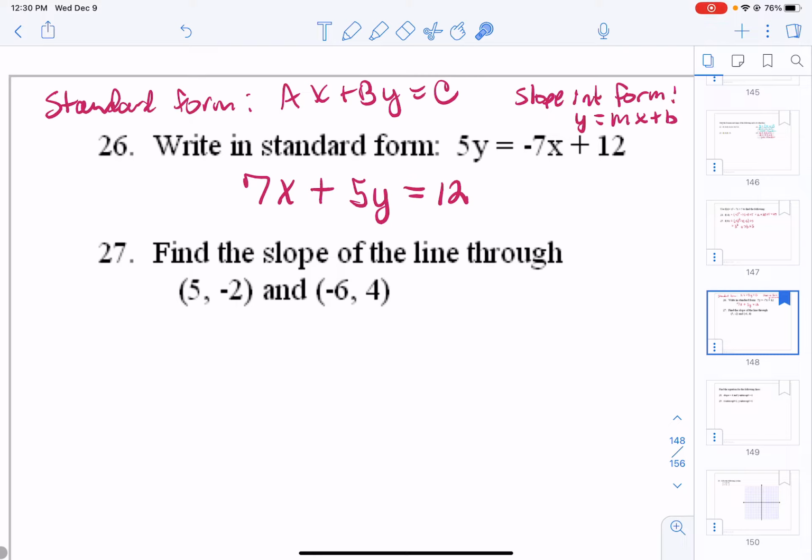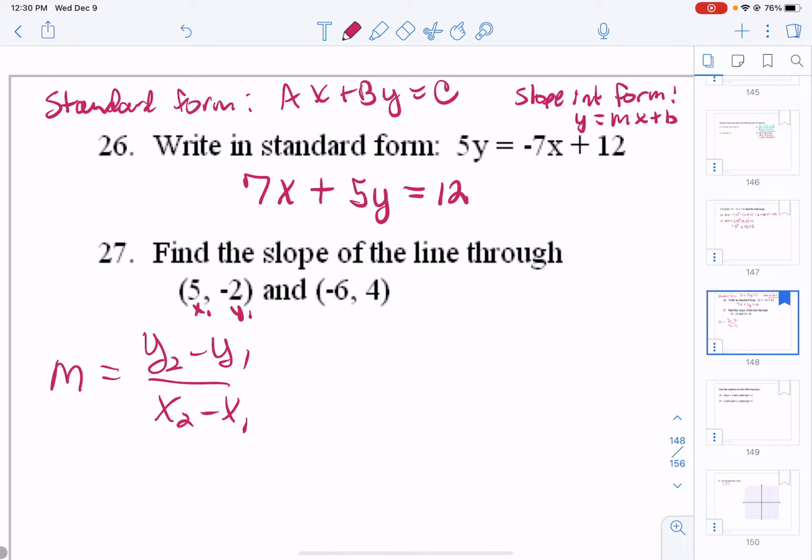Let's take a look at 27. One formula that you should really know for the test is the formula for the slope. The slope is y2 minus y1 over x2 minus x1 when given 2 points. So what I would do is label your points as x1, y1, and x2, y2, and stick it into the formula. So y2 is 4, y1 is negative 2, so that negative 2 is next to already a subtraction symbol, so put it in parentheses.